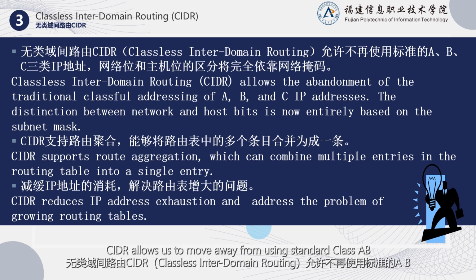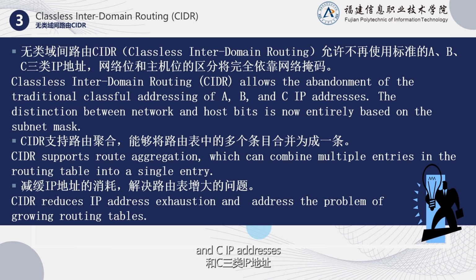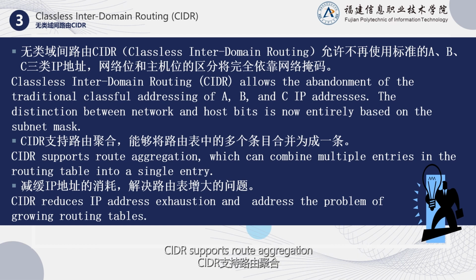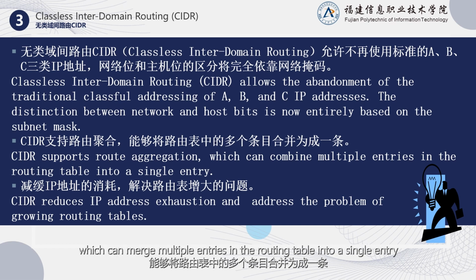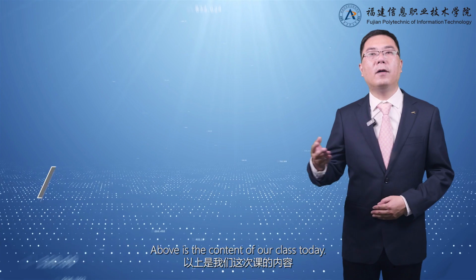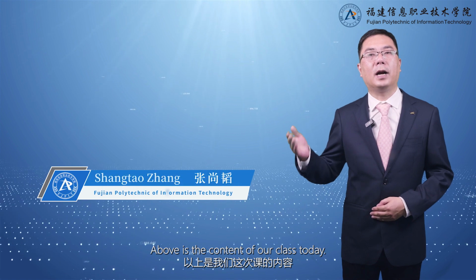CIDR allows us to move away from using standard Class A, B, and C IP addresses, and the differentiation between network bits and host bits will be entirely dependent on the network mask. CIDR supports route aggregation, which can merge multiple entries in the routing table into a single entry, helping to conserve IP addresses and address the problem of growing routing tables. Above is the content of our class today.